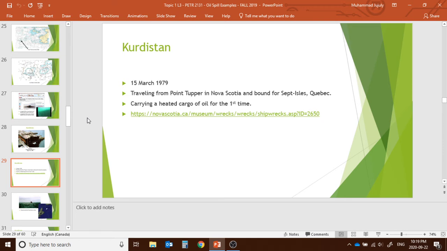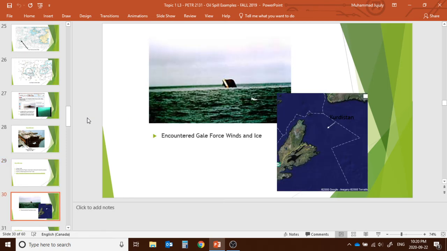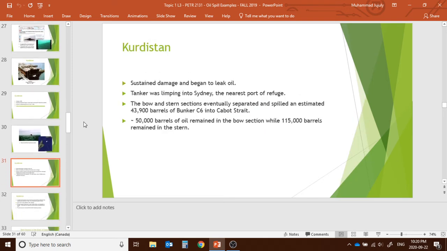It was traveling from Point Tupper in Nova Scotia to Quebec. This is where it actually happened. I think you can see, and it encountered strong wind and ice, unfortunately.